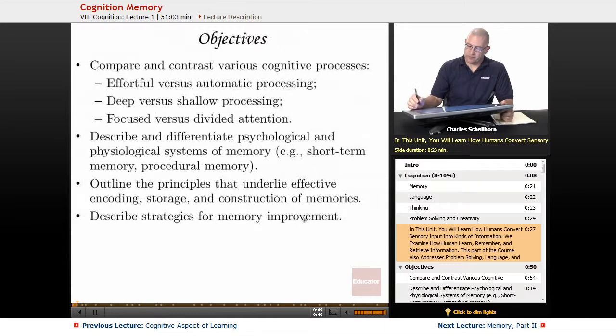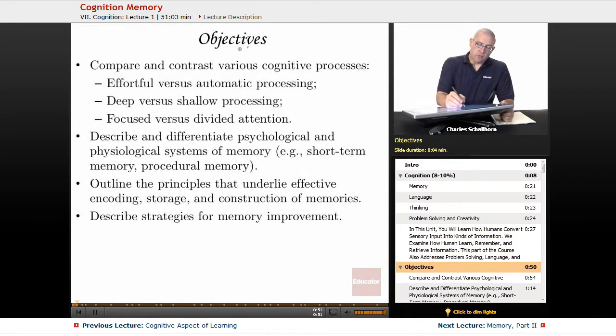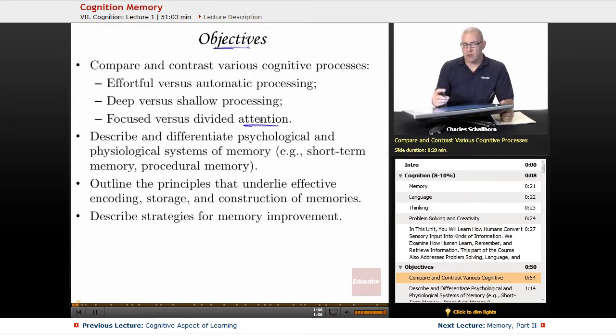In terms of the objectives, we're going to compare and contrast effortful versus automatic processing, deep and shallow processing, and focused versus divided attention. Now, the attention idea is something that is kind of built in throughout the entire course, and so we are probably not going to be looking at that in this particular context exactly, but it is an issue that we have been dealing with. We're going to look at the physiological systems of memory, short-term memory and procedural memory, and then outline the principles regarding encoding, storage, and the construction of memories, and of course, strategies for memory improvement.